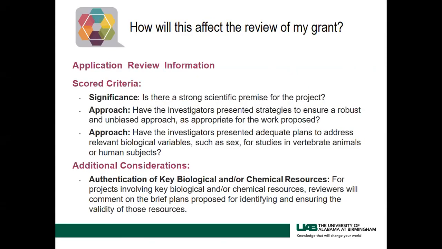So, what are the score criteria? These change your score. These things actually change your score. They go into the criteria of whether you're assigned a 2, a 3, maybe you get a 1. How do you get a 1? 1, 2, 3. This is going into that mental calculation that I have to do when I assign scores for NIH. Is there a strong scientific premise for the project?